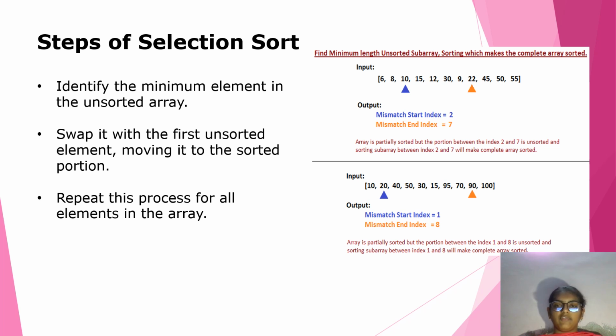First, let's take an example: 6, 8, 10, 15, 12, 13, 9, 22, 45, 50, and 55. These are all unsorted positions. So 6, 8, and 10 are sorted. The mismatch start index is at 2 and the mismatch end index is at 7. So we need to check those two elements, as the array is partially sorted, but the portion between index 2 and 7 is unsorted, and sorting the subarray between index 2 and 7 will make the complete array sorted.